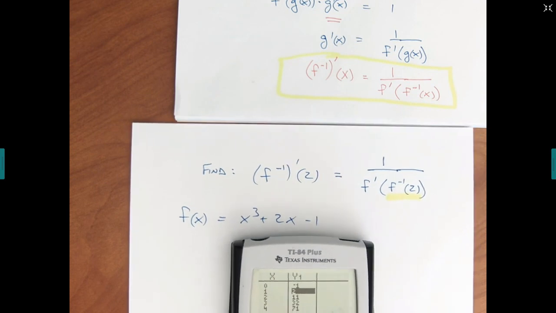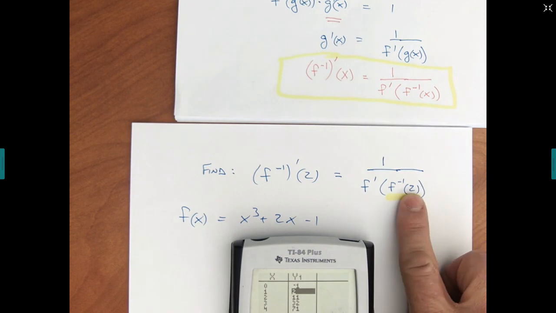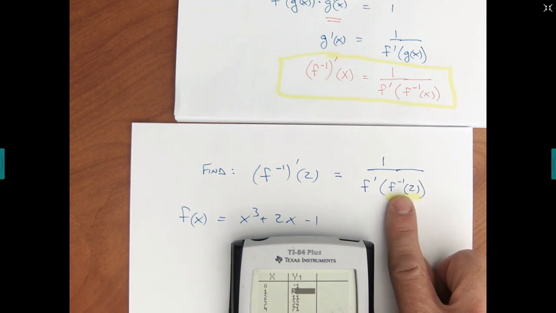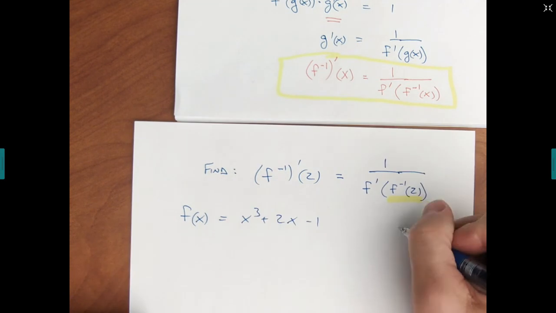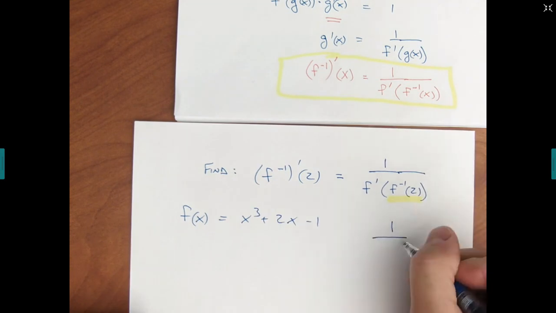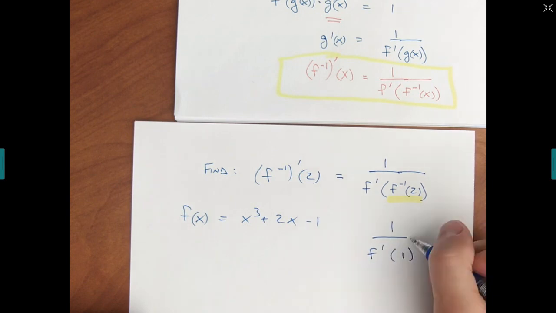remember what an inverse function does? It swaps the x and the y, right? So when y is 2, it meant that x is 1. Right here is that swapping that we know. So this is all equal to 1. So I'll just write this below here. I need to find 1 over f prime of 1, like this.